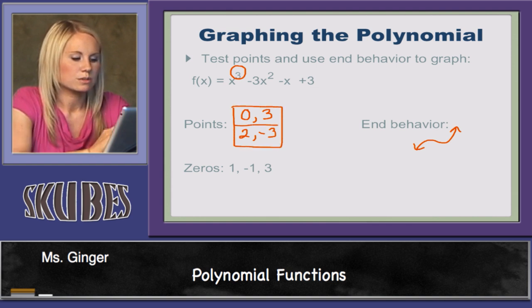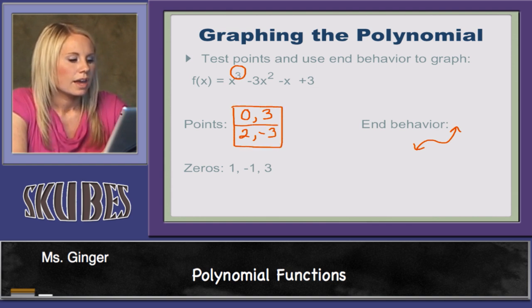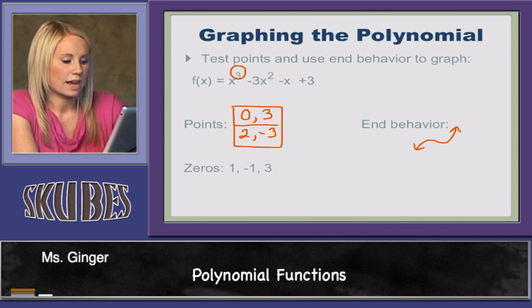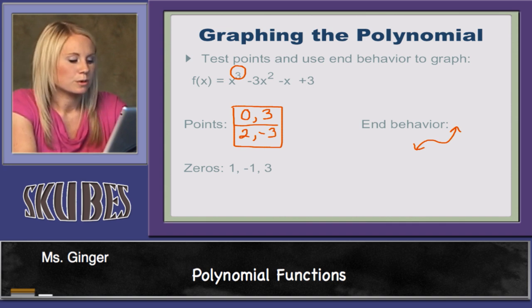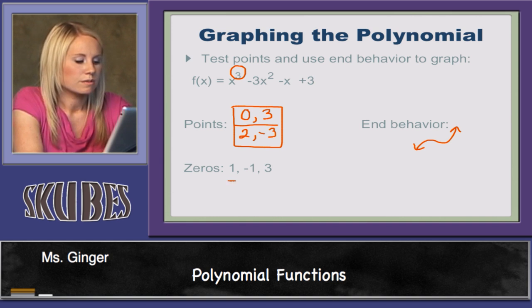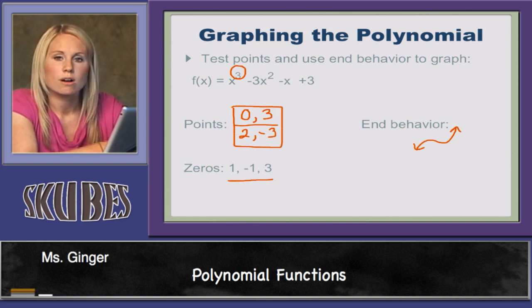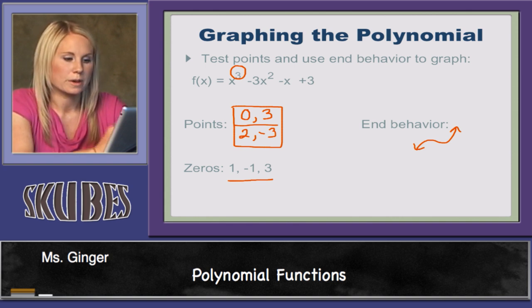Here's just a couple of XY pairs we can put in there. And then another really nice thing to find are the zeros. There's different methods for that, synthetic division or factoring if possible. We've already found the zeros of this one. They are 1, -1, and 3. So remembering all these things, we can get a pretty good general picture.